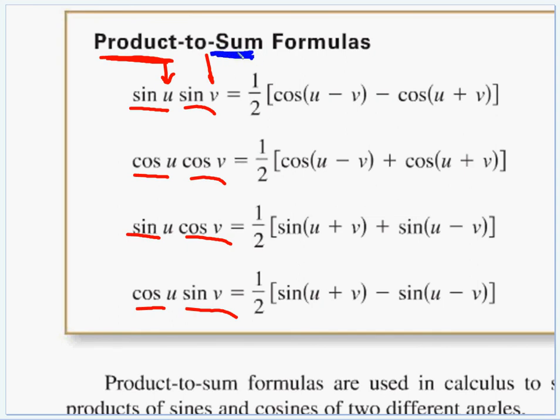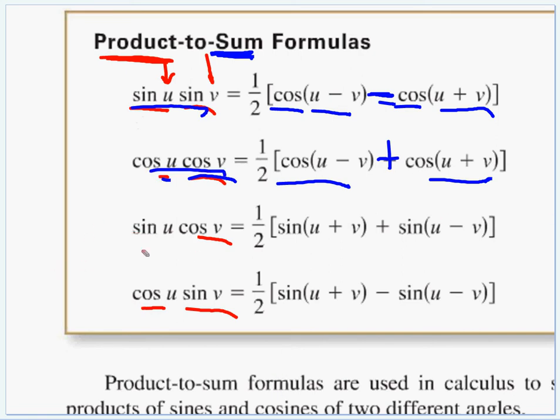So the first one, sine times sine, is a half cos of the difference minus cos of the sum. Cos times cos is 1/2 cos of the difference plus cos of the sum. So we just changed this minus into a plus. And again, that's sine sine or cos cos.